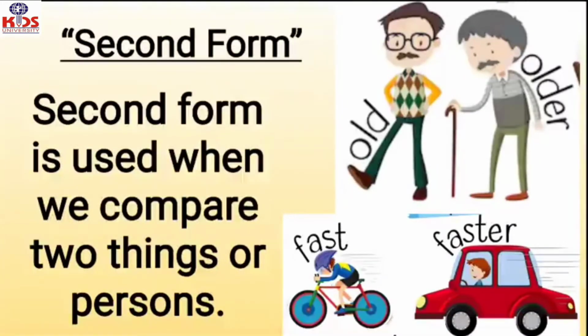In the same way, we have compared a bicycle and a car. Bicycle moves fast, but a car moves even faster than a bicycle. So here we have compared a bicycle and a car. We have compared two nouns in each of the picture.